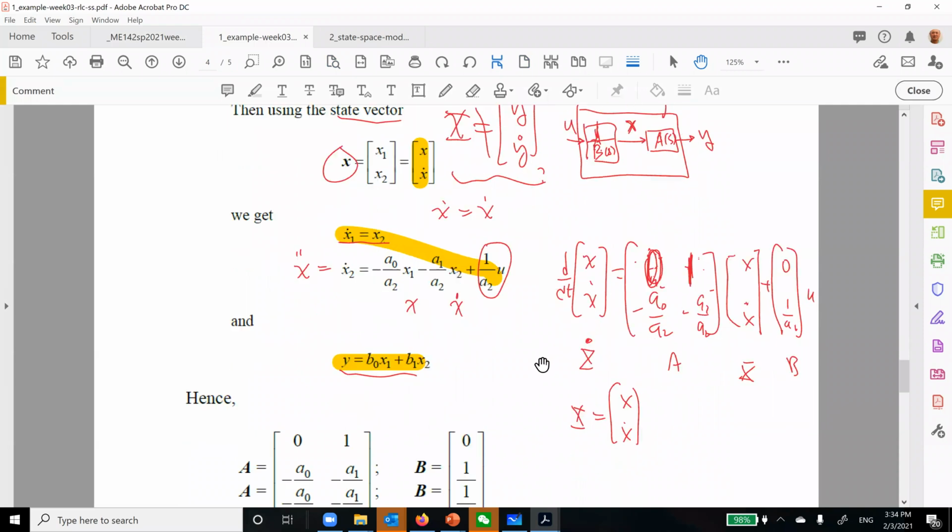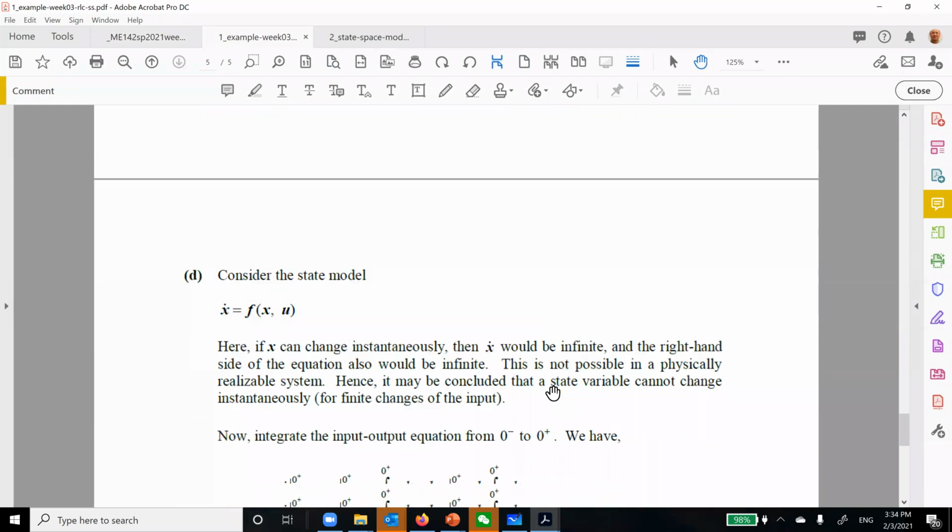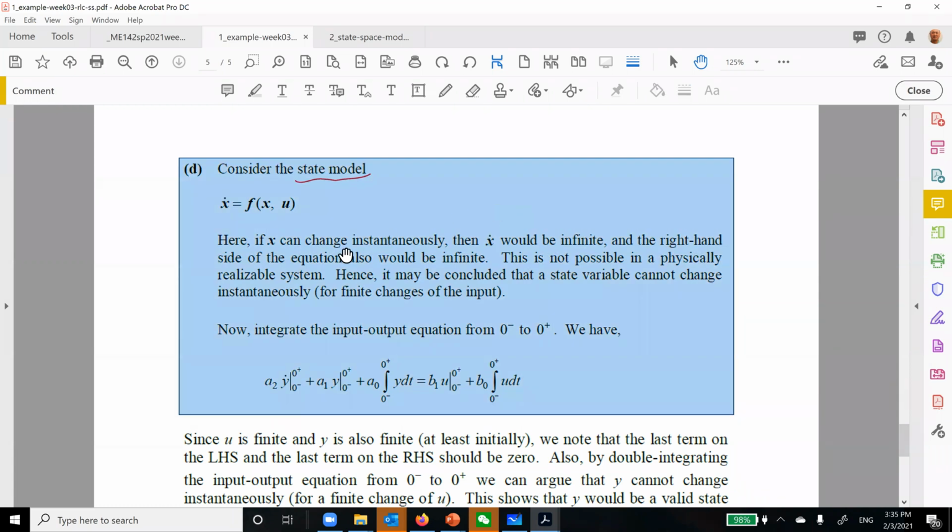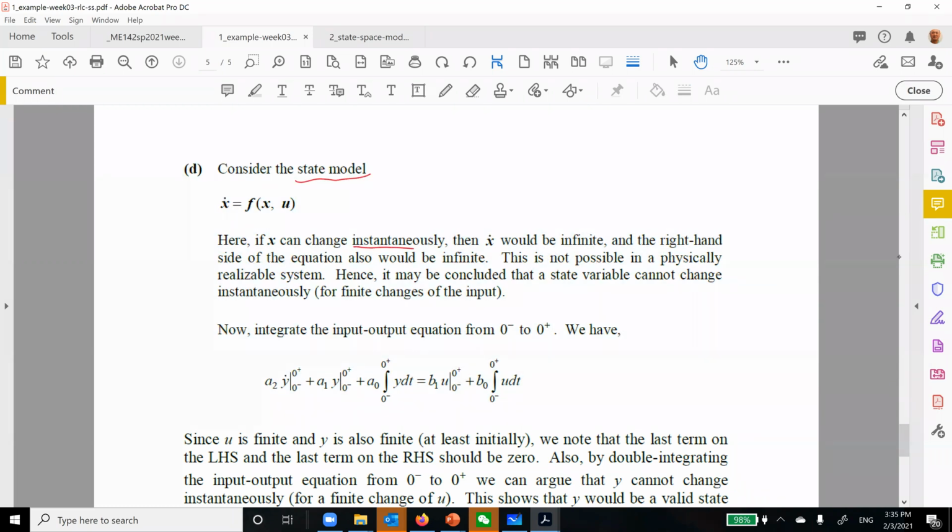All right, so now we are going to go to the next interesting point. No matter what, you have in and out, so you can write your state model like this. This is called the state model. If x can change instantaneously, I mean jump, then x dot will be infinite. So the right-hand side of the equation would be infinite. This is not physically realizable, meaning anti-physics. So it should not be.